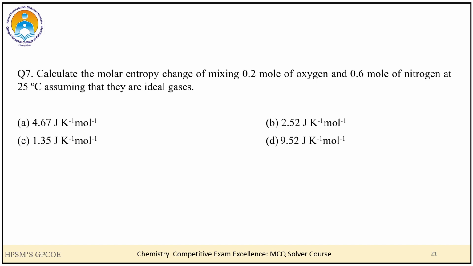Let us see another problem. Calculate the molar entropy change of mixing 0.2 mole of oxygen and 0.6 moles of nitrogen at 25 degrees C, assuming that they are ideal gases. The options are 4.67, 2.52, 1.35 and 9.52 joules per Kelvin per mole.